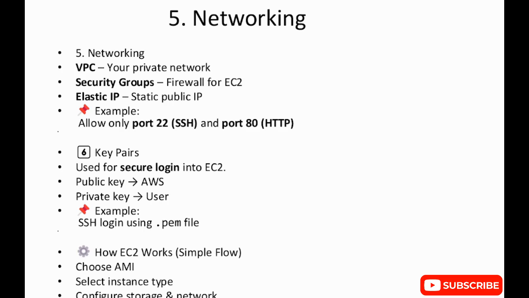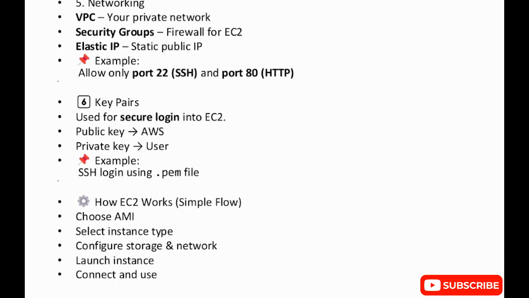Okay. So how does EC2 work? You can see the simple flow here. First, you have to choose the AMI. To launch the EC2, you have to choose the template AMI. Then select the instance type. Then configure the storage and network. Then launch the EC2. This is launch instance. And then connect and use. So this is the simple flow of how EC2 works, and in this way, after that, you will be able to use the EC2.